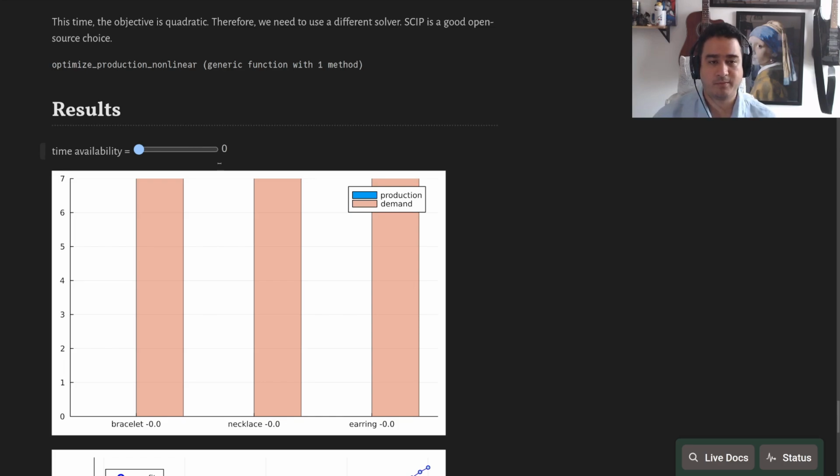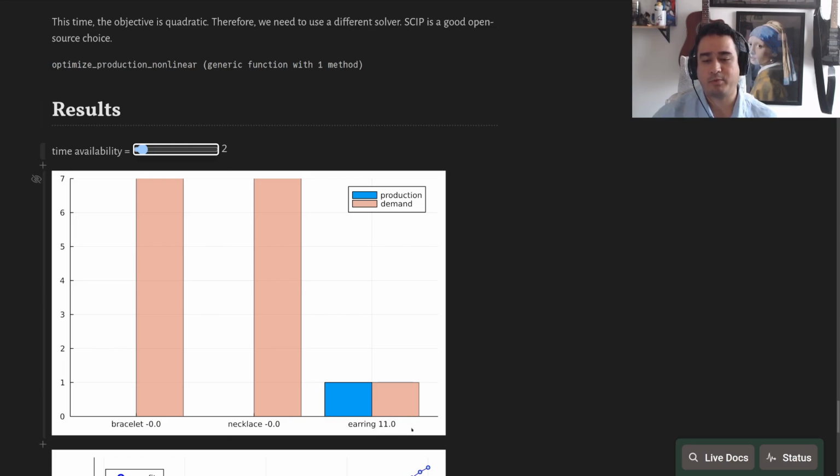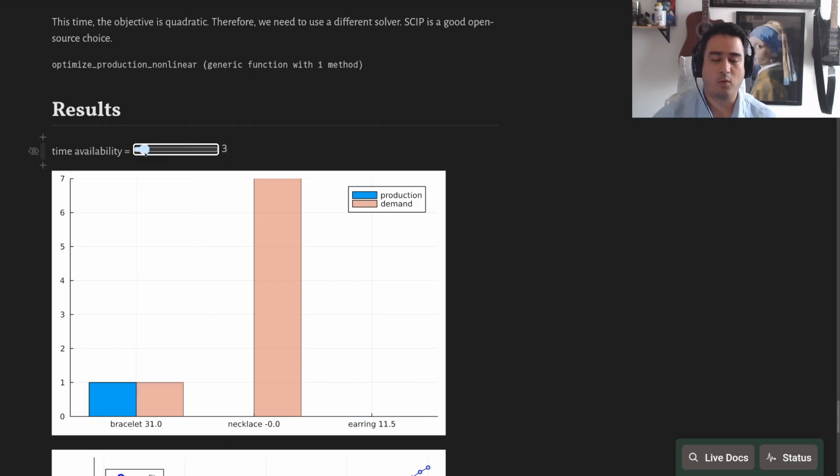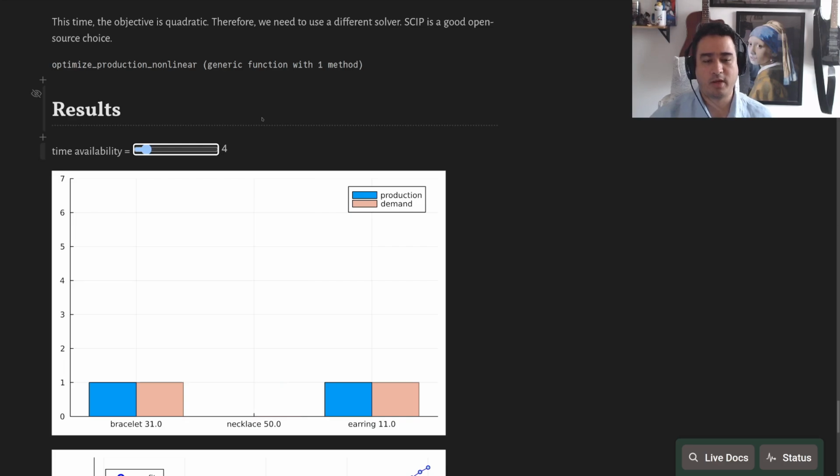That only happens because I really don't have time to build any product, so it doesn't change at all my revenue or my profit. As soon as I have time to build one earring, I set the price of my earring to 11 euro, and I'm going to be selling one earring. If I have time to build one bracelet, I'm going to set the price of the bracelet to 31 euro, and I'm going to sell one of them. If I have time to build more, I can sell one bracelet and one earring, or two bracelets at 29, or two bracelets and one earring at 11, and so on.